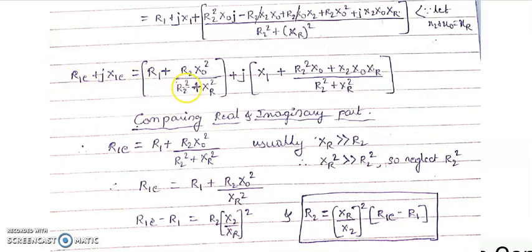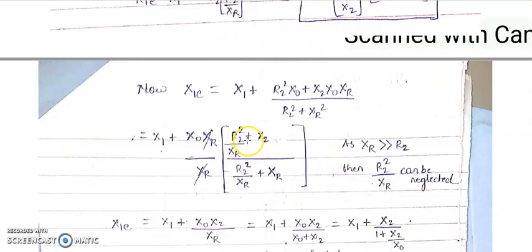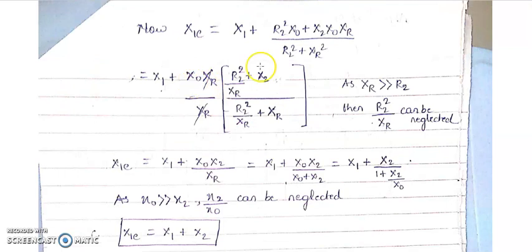Now we compared real part. Now we're going to compare the imaginary part. So X1e will be equal to whatever the terms are there in the bracket. It is written here, X1e is equal to X1 plus (R2 square X0 plus X2 X0 XR) divided by R2 square plus XR square. I'm going to take X0 XR common here from the numerator, as well as I'm going to take XR common from the denominator. So if I take X0 XR common from the numerator, then what happens?